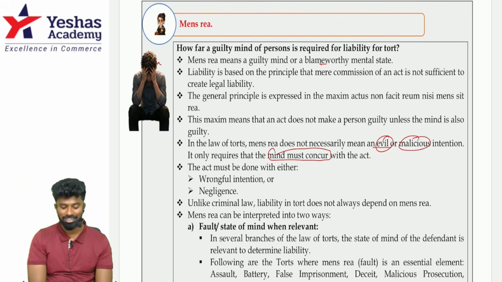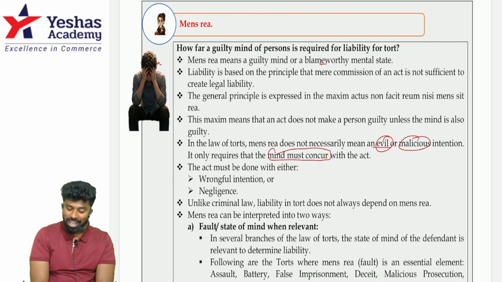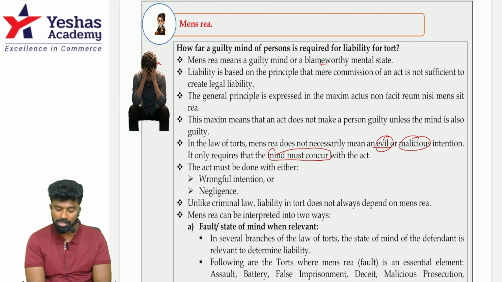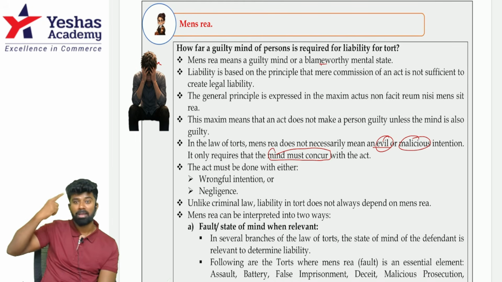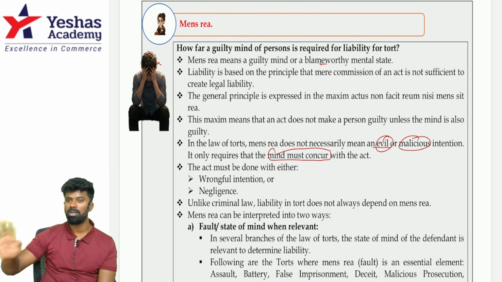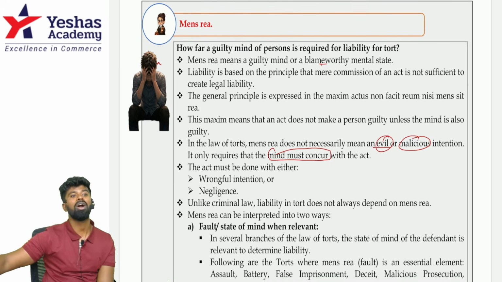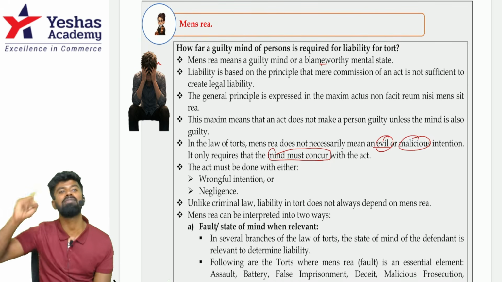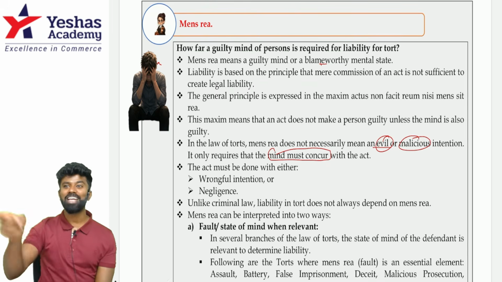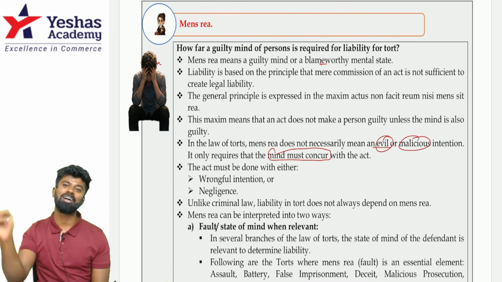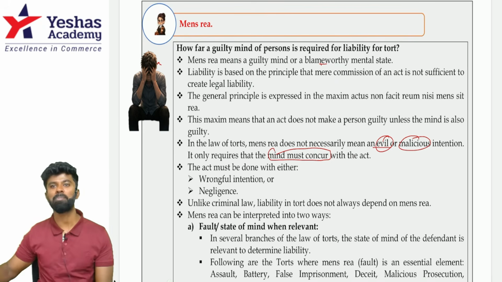An act does not make a person guilty unless the mind is also guilty. Look, my mind is not guilty. Please go away. If you don't go away, I'll do something with a guilty mind, where I will have guilty intention as well as guilty action. I will slap you.